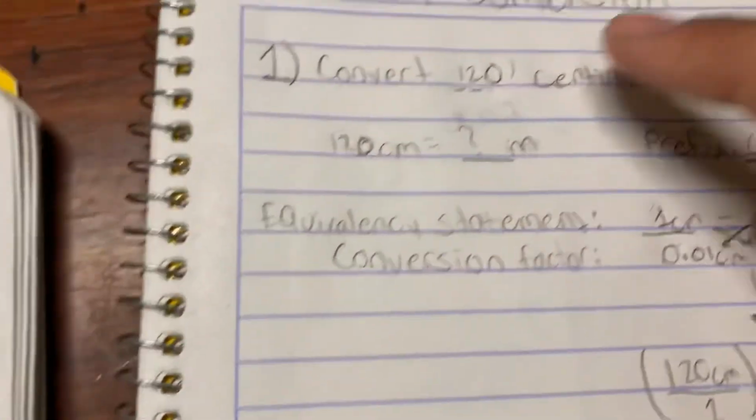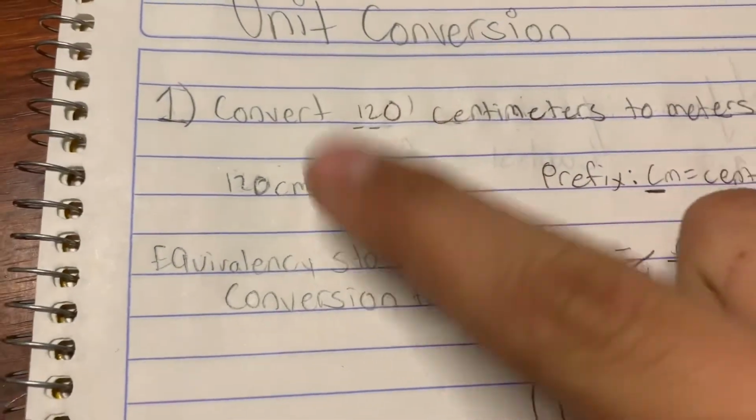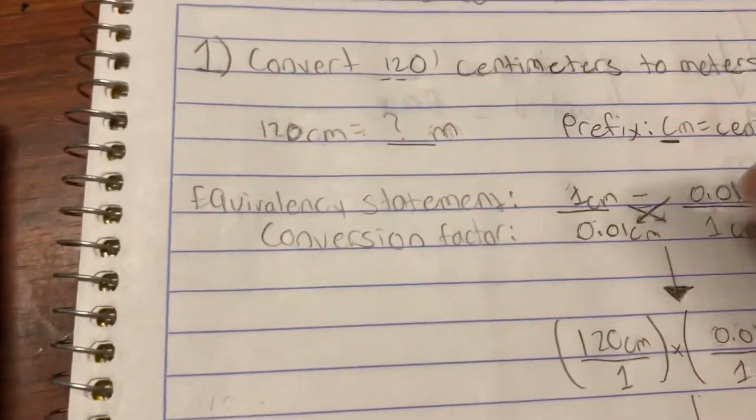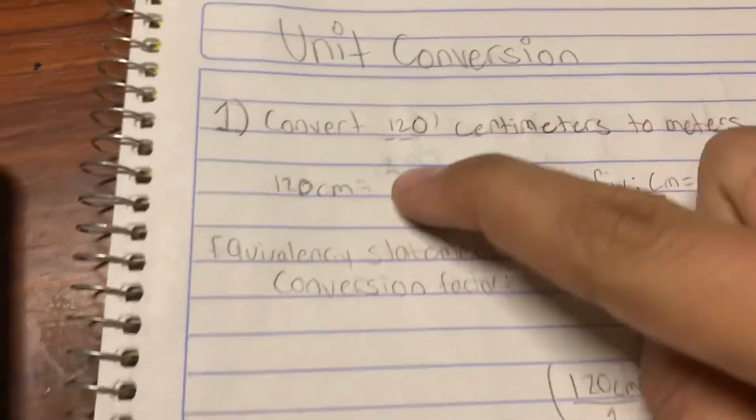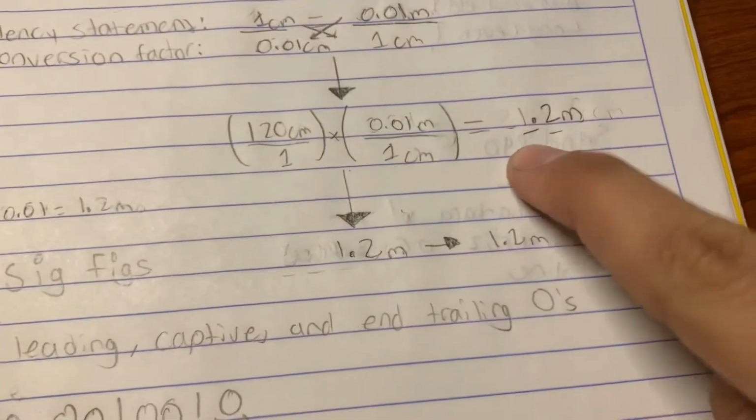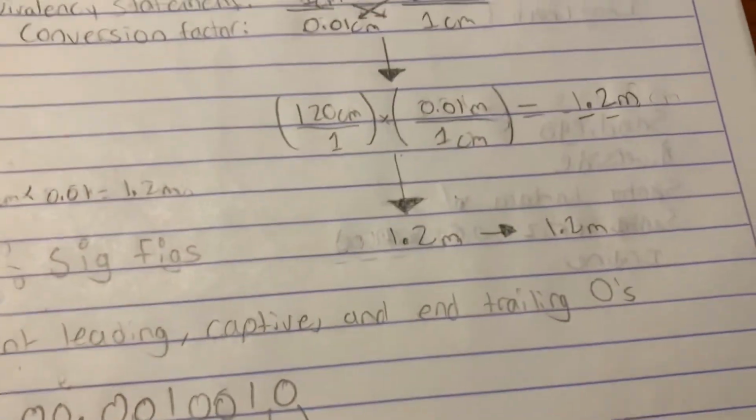Let's look at this one. We have 120, and we see that this only has 2 sig figs. We don't count the 0 because it doesn't have a decimal. So it's only 2 sig figs, and we convert it to here. We get 1, 2, which equals the same exact thing. So we have 1.2 meters.